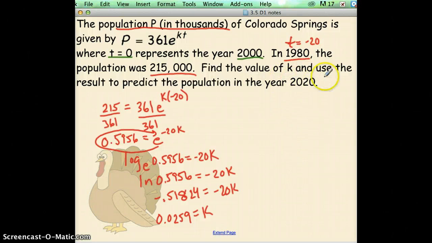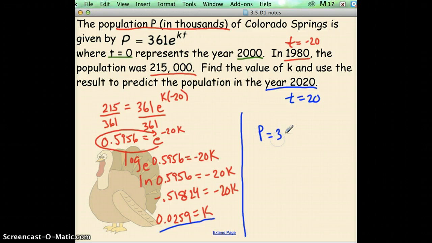We're supposed to use the result to predict the population in the year 2020. What's time in 2020? If 0 is 2000, then 2020 would be 20. So now we're going to use that k value up in the equation, and we're going to find the population in the year 20. So 361 e to the, plug this in for k, times t, which is 20. Okay, so type that in your calculator.